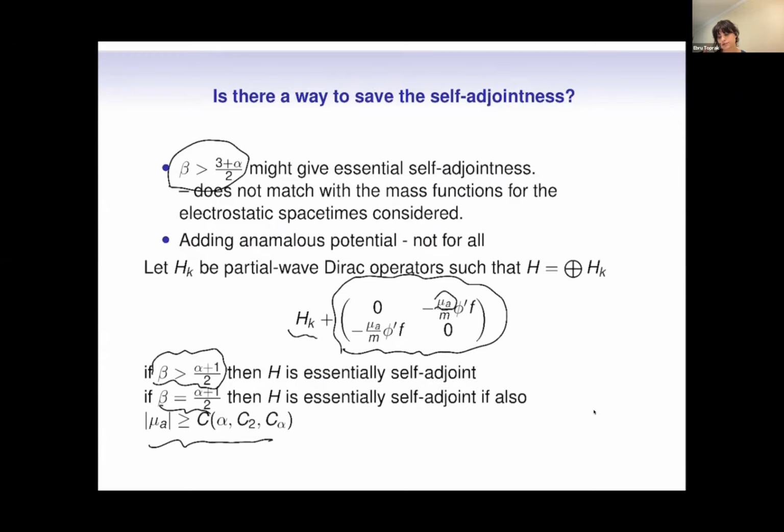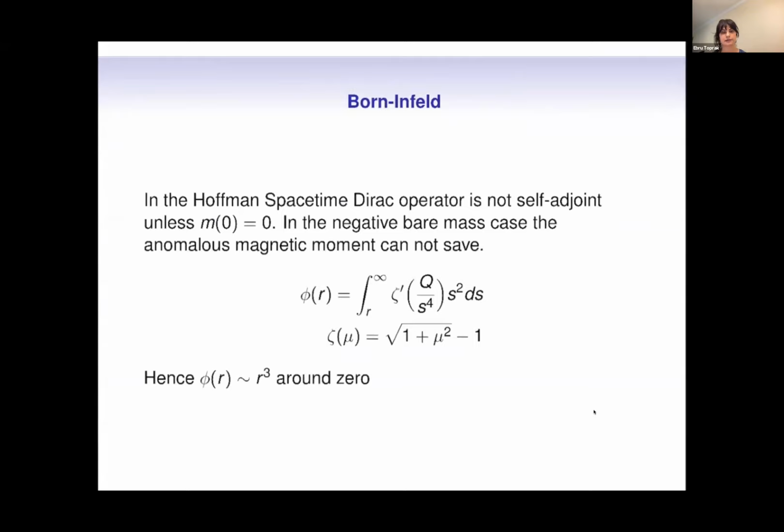And so I have two more minutes. So here is another conclusion. With this beta and alpha restriction, we can easily say that if you consider the Dirac operator in the Hoffmann spacetime, then unfortunately, even though we add the anomalous magnetic moment, we cannot really get essential self-adjointness. And that's because my beta is, basically, even negative instead of being positive.